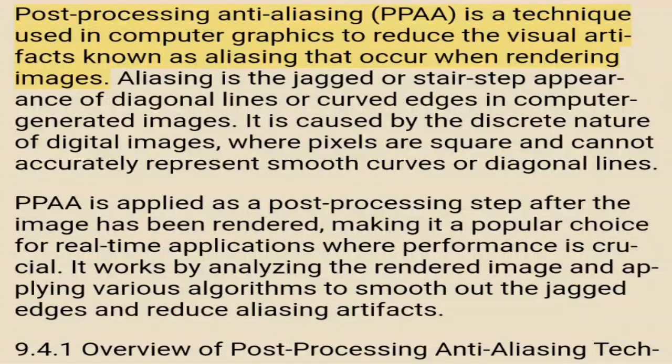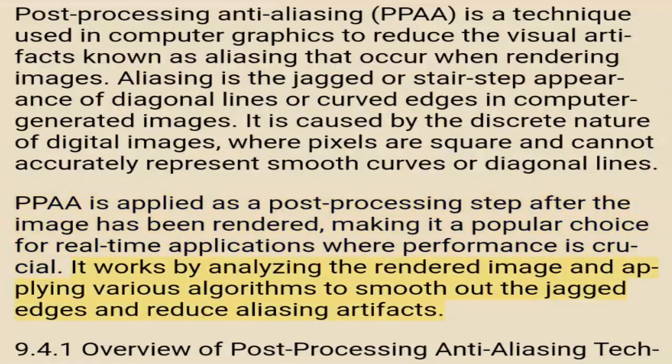Post-processing anti-aliasing (PPAA) is a technique used in computer graphics to reduce the visual artifacts known as aliasing that occur when rendering images. Aliasing is the jagged or stair-step appearance of diagonal lines or curved edges in computer-generated images. It is caused by the discrete nature of digital images, where pixels are square and cannot accurately represent smooth curves or diagonal lines. PPAA is applied as a post-processing step after the image has been rendered, making it a popular choice for real-time applications where performance is crucial.